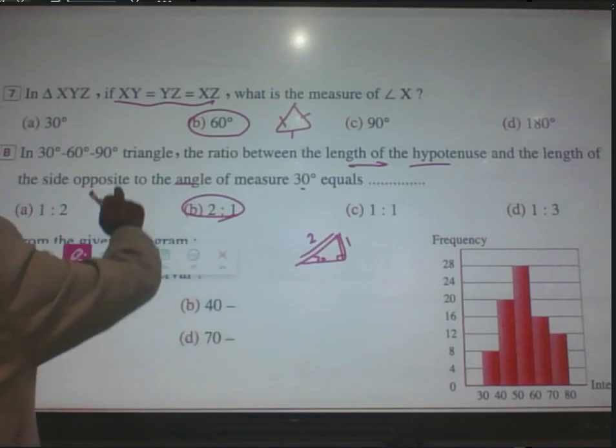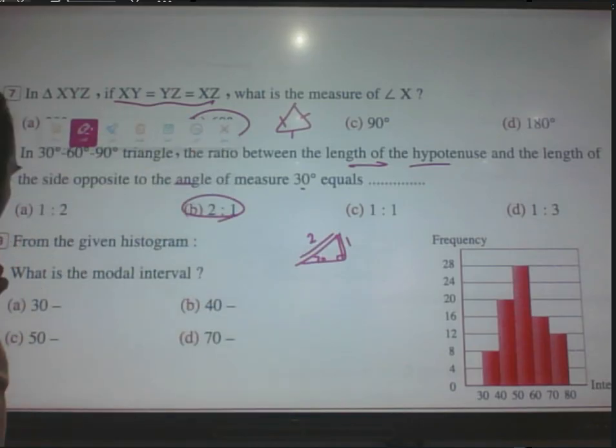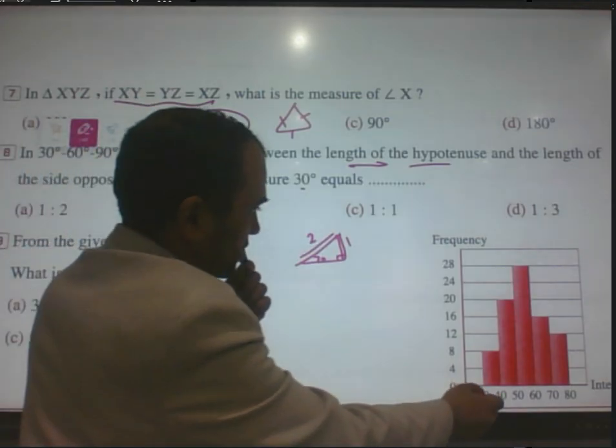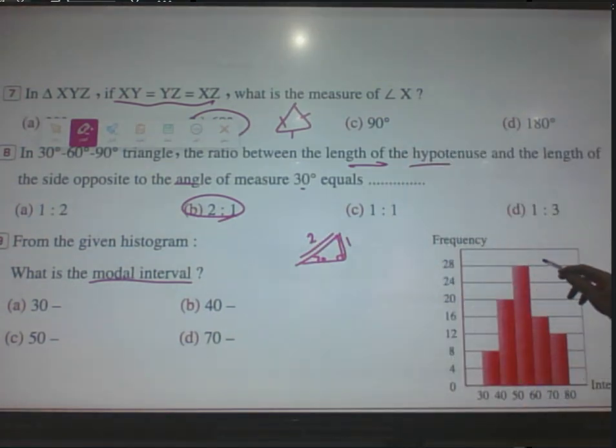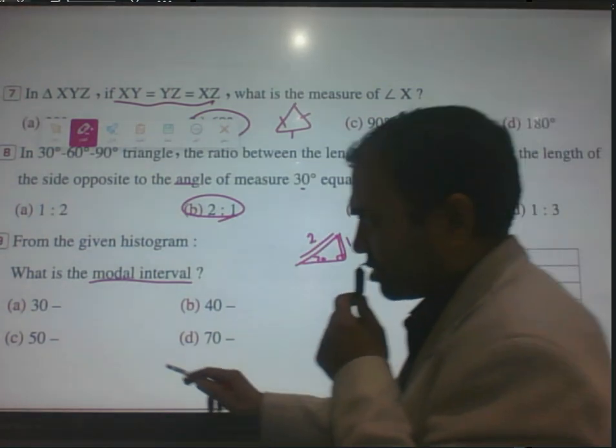Next question from the histogram here. He asked about the modal interval. Look at the longest bar, the mode, here from 50 to 60. Okay, so choose letter C.